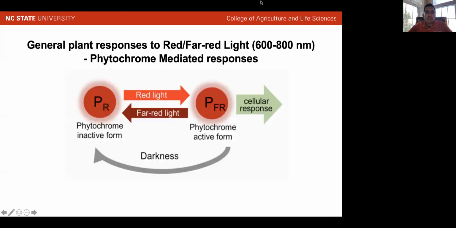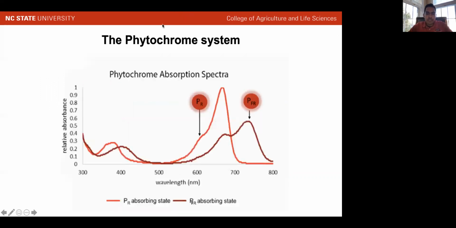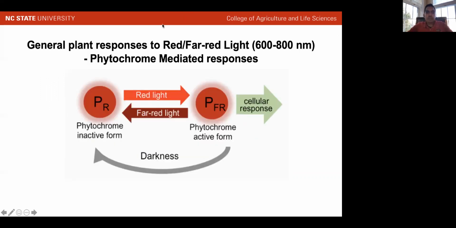Another one, which is the most studied photoreceptor here, is the phytochrome response. So basically, we have a protein in the plant that changes its isomeric state when it receives red or far red light. Typically, PR is the phytochrome inactive form. And if you put red light into the PR, then a portion of those proteins actually become PFR, and that leads to cellular response. One example of that cellular response may be to stop stretching.